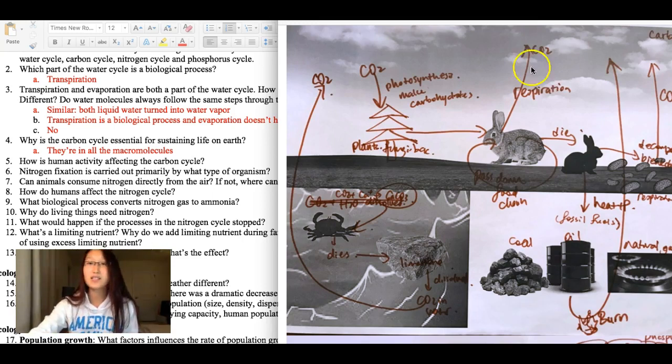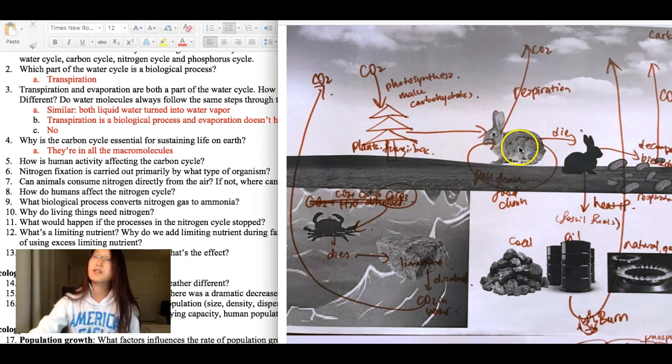And during this process as well, we also breathe out carbon dioxide. So respiration involves breathing in oxygen and breathing out carbon dioxide. Don't get that backward. You cannot breathe in carbon dioxide and do anything useful with it.